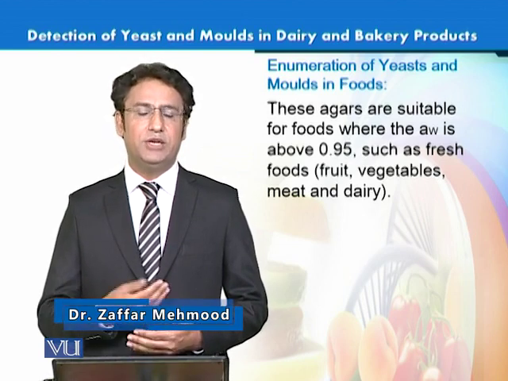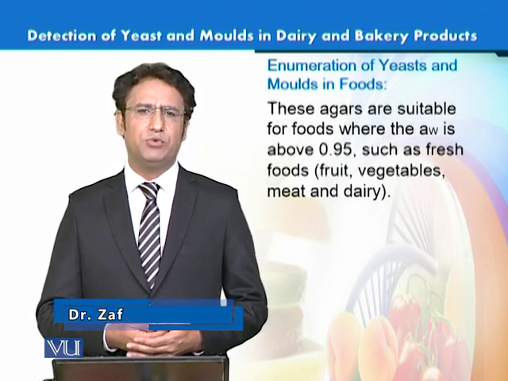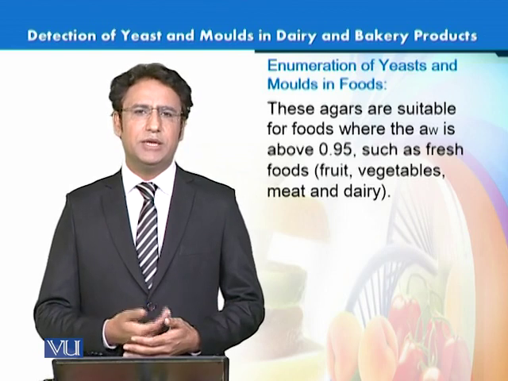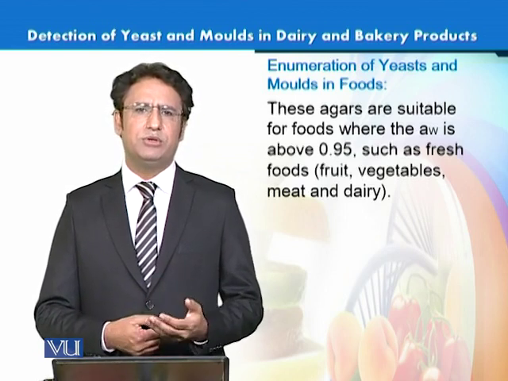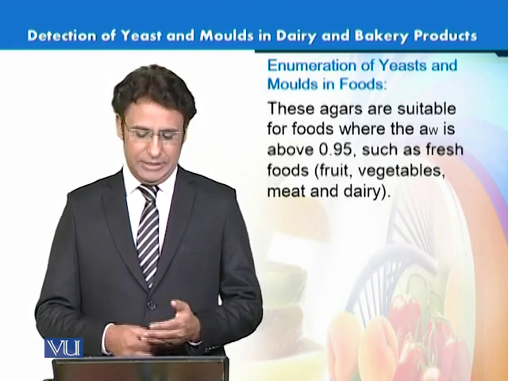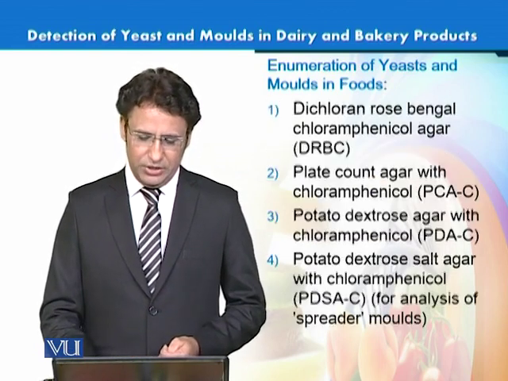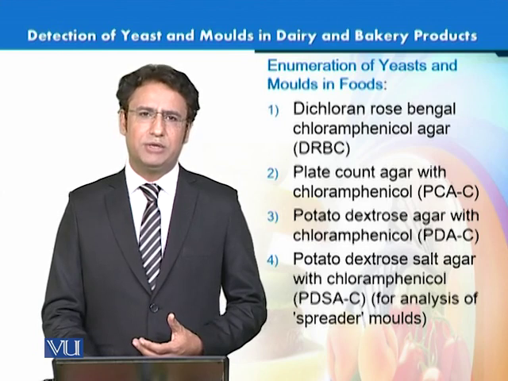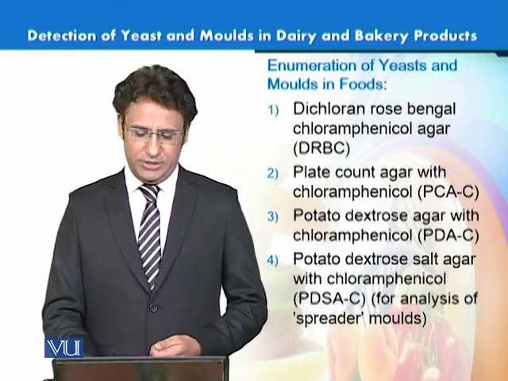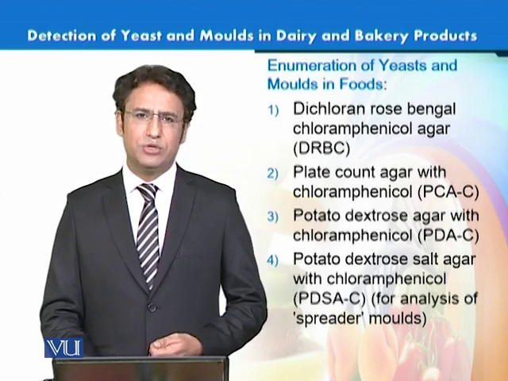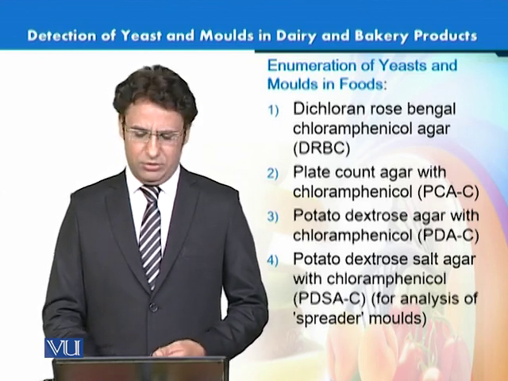That is the kind of water activity that can be seen in fruits and vegetables, meat and dairy products. So these media can be used for enumeration or detection of yeast and mold in these kinds of foods. There are some other particular media that are generally used in the lab. These include the dichloran, rose bengal, chloramphenicol agar.